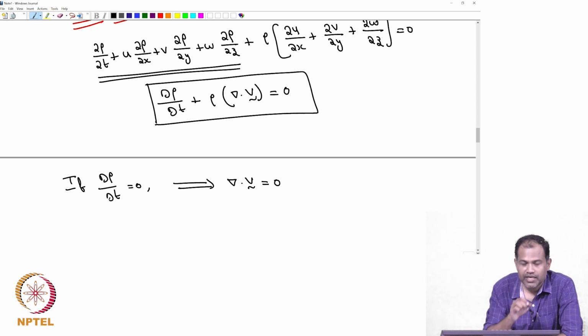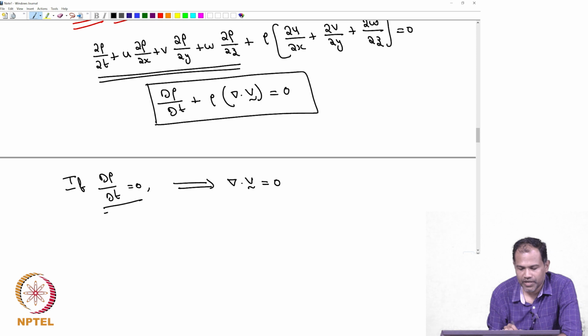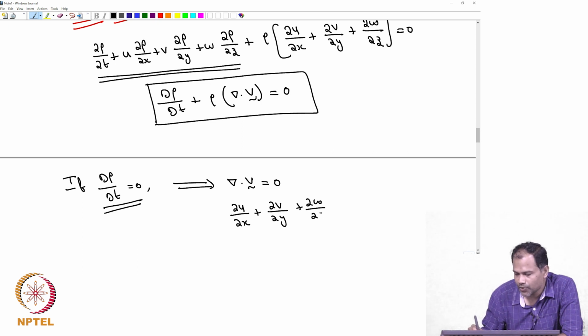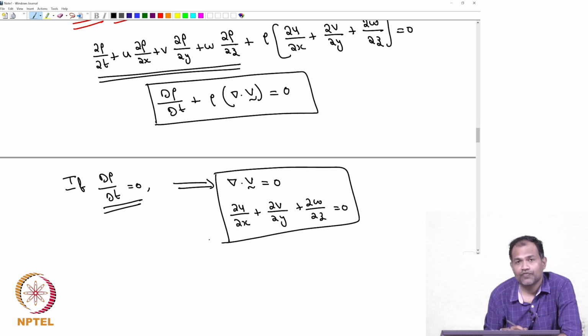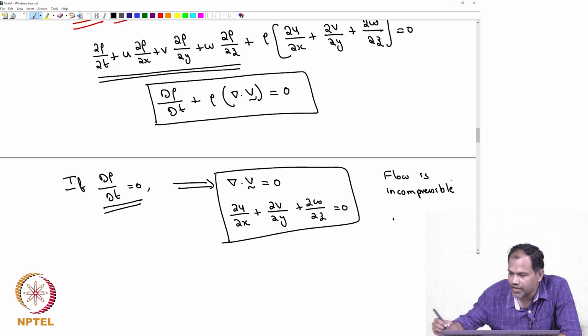Now, remember the density might be changing locally, but if you are following a particular fluid element and its density does not change, then d rho by dt is equal to 0, in which case you also get divergence of V equal to 0, which if you write it in Cartesian coordinates, you would have as dou u by dou x plus dou v by dou y plus dou w by dou z is equal to 0. So, in this case you will say that the flow is incompressible, as opposed to the fluid being incompressible.